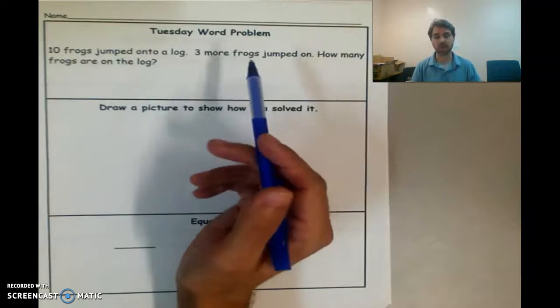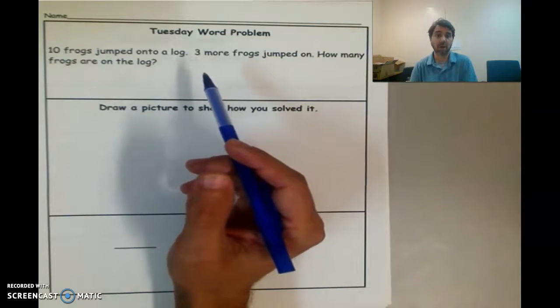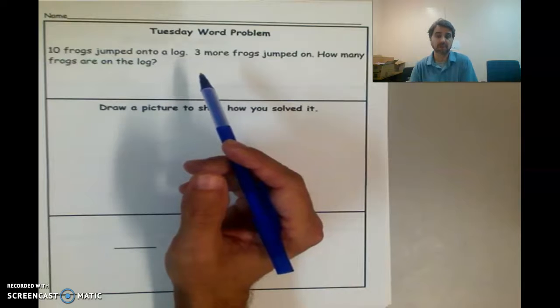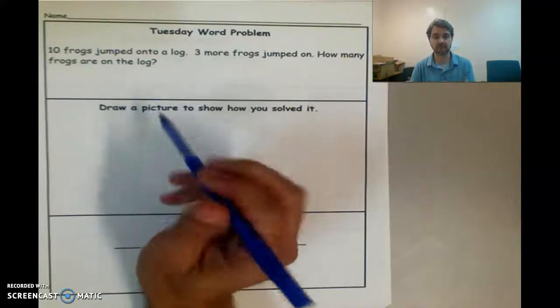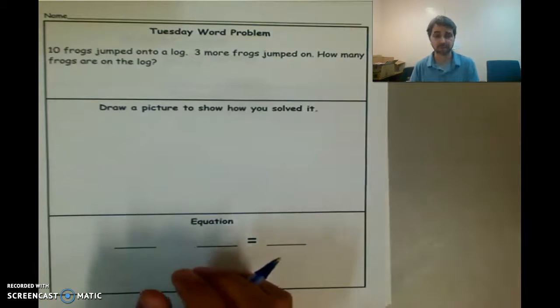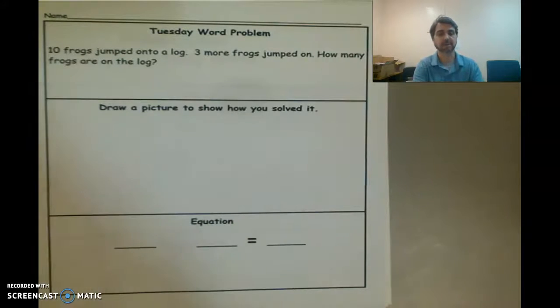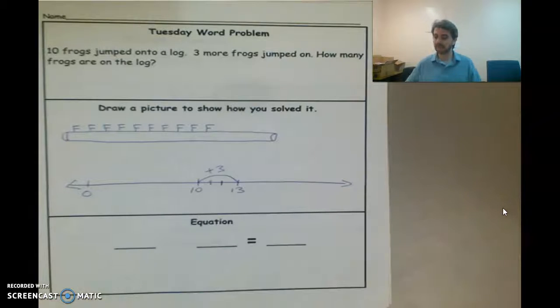Okay? So I want you to draw a picture of what that might look like. You might draw a log with 10 frogs and then add 3 more. Okay, so pause the video. Draw a picture. Again, if you don't have this paper, just use a blank piece and come on back when you have a picture. All right, I'll see you in a minute. Bye-bye. All right, welcome back, boys and girls.